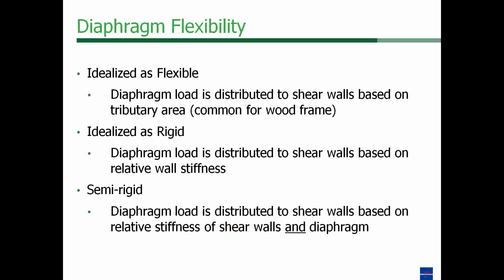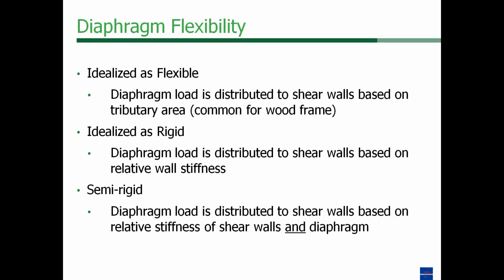So now let's change gears a little bit and talk about diaphragm flexibility. We mentioned this a little bit earlier. So in ASCE 7, as a general analysis principle, the idealized as flexible diaphragm load is distributed to shear walls based on tributary areas. This is by far the most common assumption used for wood frame structures, and it requires in general that the diaphragm is idealized as flexible, though, and you cannot distribute torsion through the diaphragm.